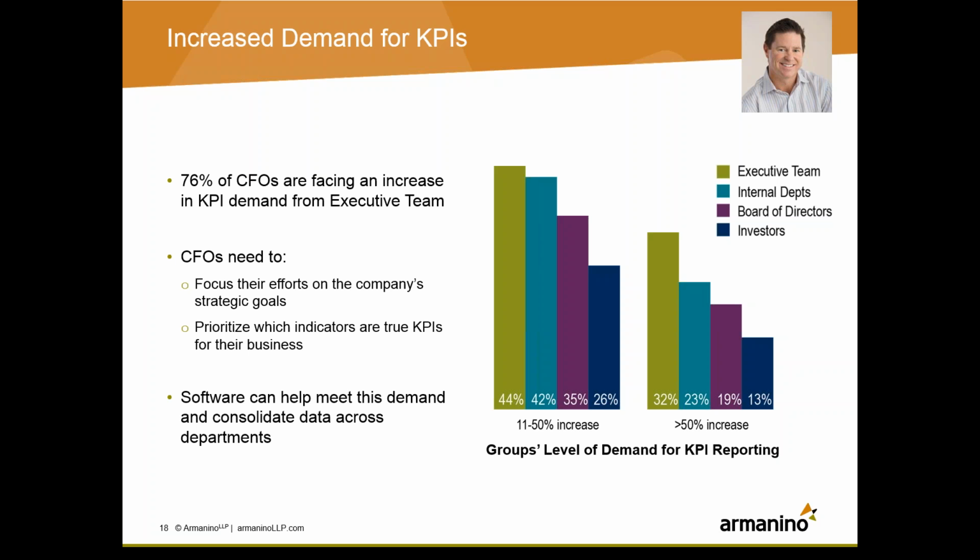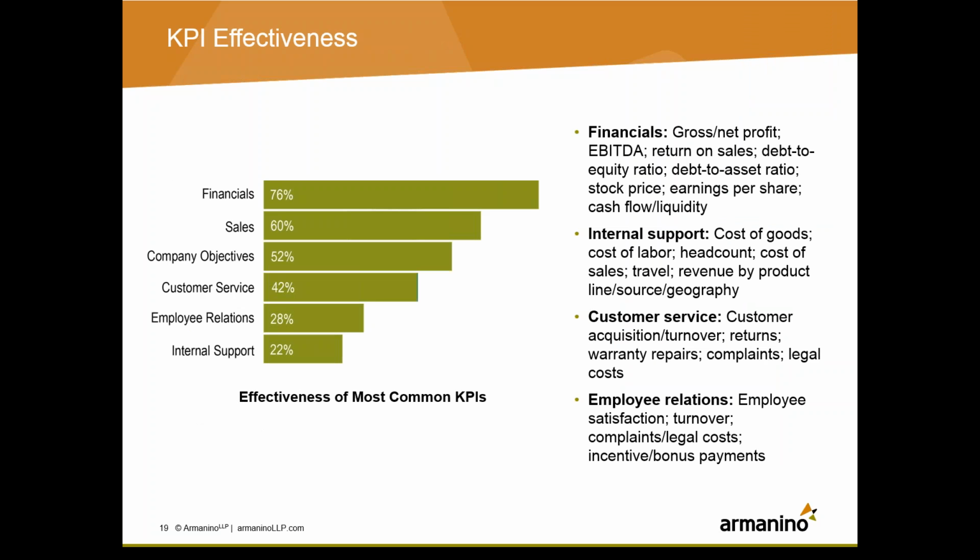In order to meet these expectations, CFOs need to focus their efforts on what's really important to the company, the strategic goals of the company. So from benchmarking to an acute understanding of what factors really drive bottom line results, and prioritize which indicators are the true KPIs that will help the business go forward. Taking a look a little bit more at KPI effectiveness, as you'll see in this chart, CFOs really excel at what they know best, financials.